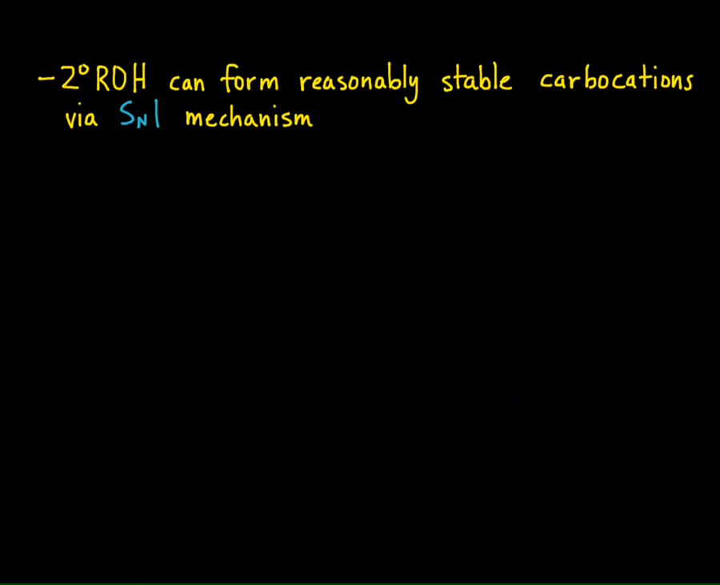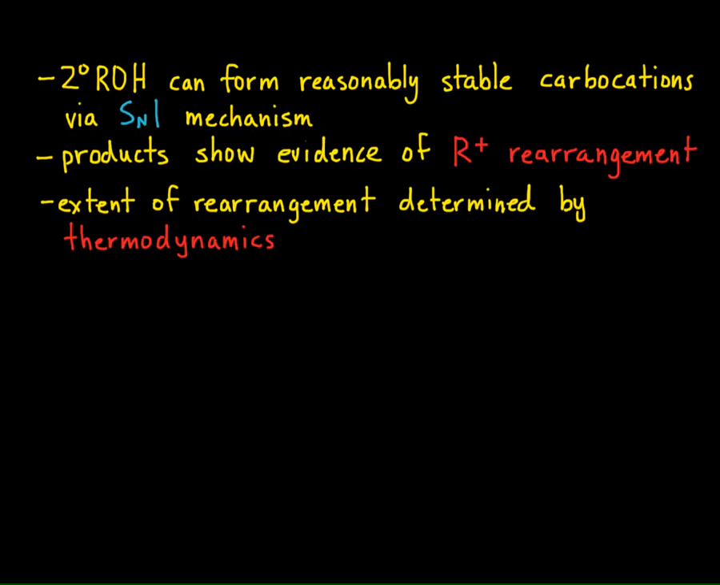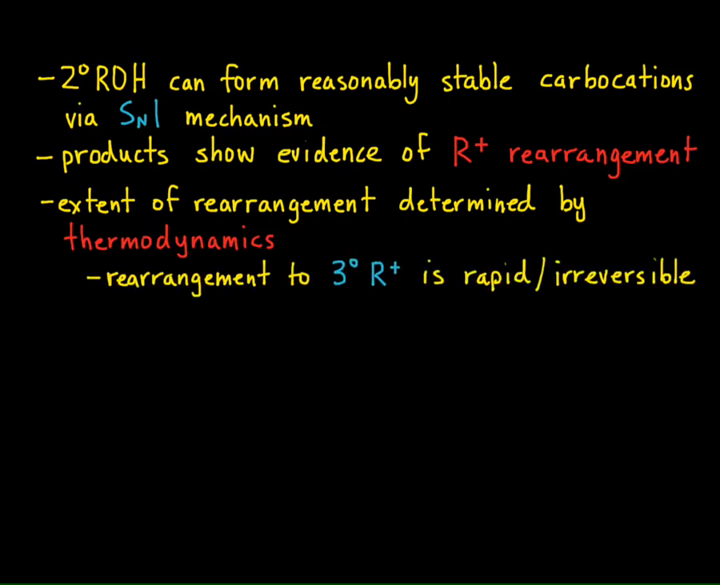Secondary alcohols can form reasonably stable carbocations and tend to undergo substitution in a manner analogous to tertiary alcohols via an SN1 mechanism. However, the alkyl halides that form show evidence of carbocation rearrangement, and the extent of this rearrangement is determined by thermodynamics. If the carbocation can rearrange to a tertiary carbocation, then it does so in a rapid, almost irreversible manner.